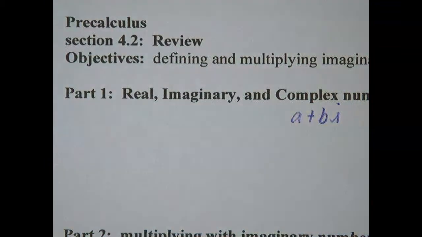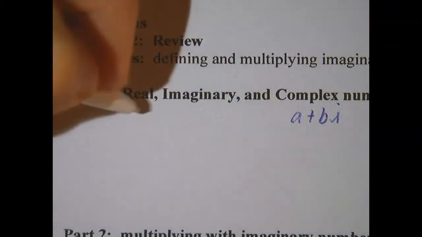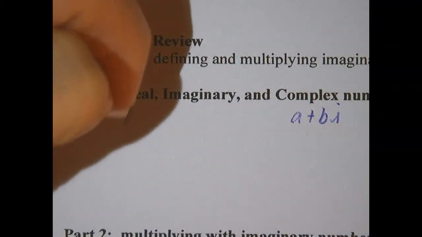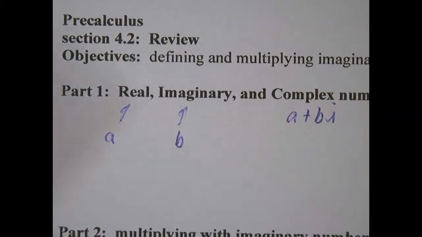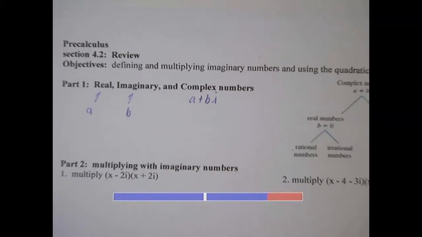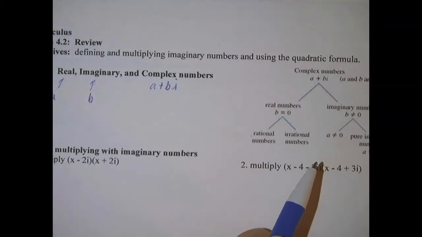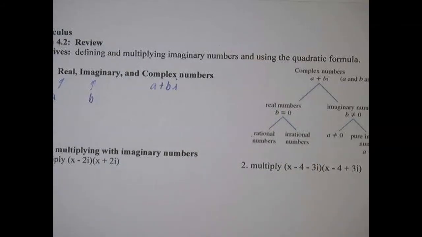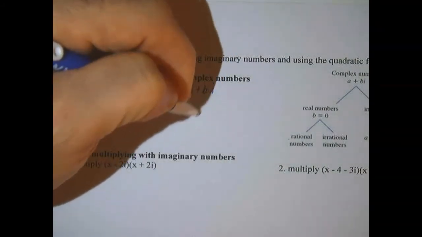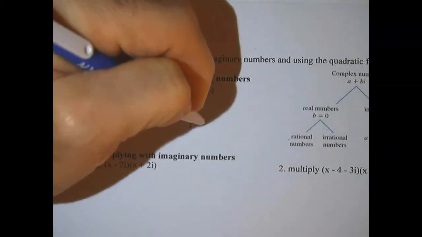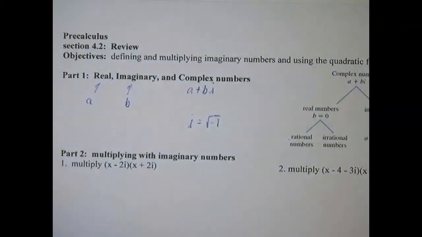Okay, so complex numbers are of the form a plus bi, where a is the real part, and the b is the imaginary part. Okay? Alright, so between this little bit here and the chart, that's hopefully a refresher on what complex numbers are. All right, now what is this i anyway? So the i, remember, i is equal to the square root of -1. That's the definition of i.